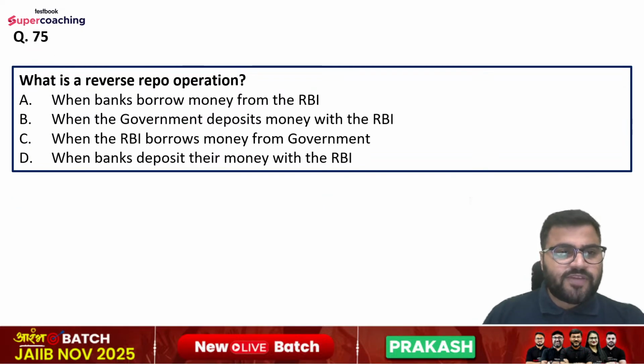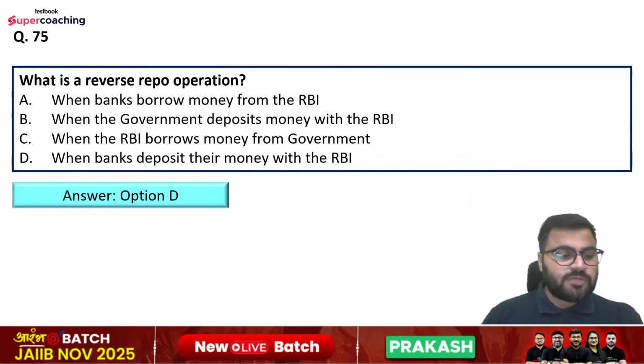Question number 75. What is a reverse repo operation? So options are when banks borrow money from the RBI, when the government deposits money with the RBI, when the RBI borrows money from the government, or when banks deposit their money with the Reserve Bank of India. So right answer is option number D.